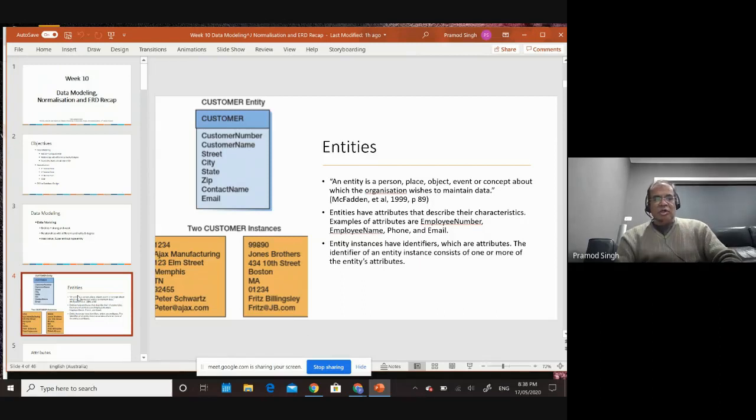There are two boxes given below in orange color, and these two boxes contain some data. These two customer records are given here just to show how entities are represented.